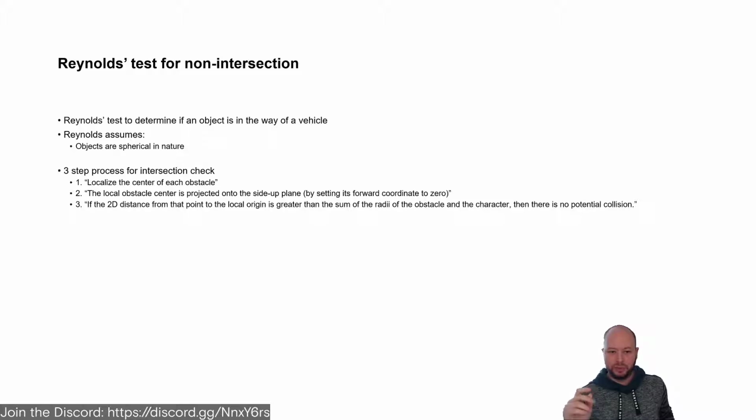And the way we do this is we localize the center of each obstacle. So we figure out where the centers are. We then project that center down to a particular plane, to a side up plane. So if we're pointing this way, our side up plane would be here, which you'll see why that is in a minute. And then we determine the distance from that projected point to our point, to our origin.